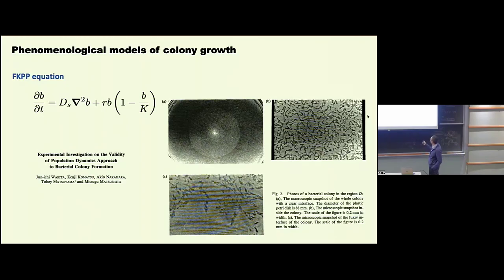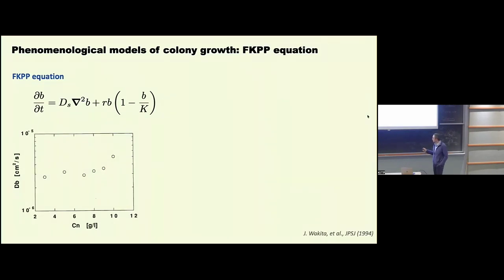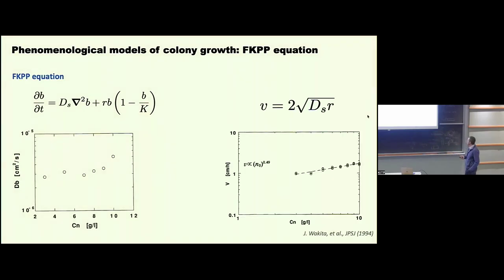Again, this is the colony, this is the center, this is the periphery, so you see a gradient in density. But the diffusion constant does not depend on the nutrient concentration, and therefore you expect the velocity, which is the square root of D times r, to go as the square root of the nutrient concentration. And indeed, that's what they found, by fitting v as a function of nutrient concentration. Okay. So we kind of got sidetracked from our colonies.